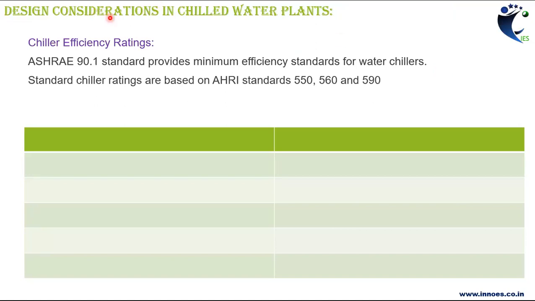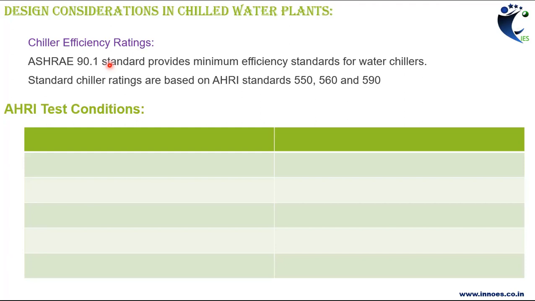Here, the design considerations in a chilled water plant. The chiller efficiency rating as per ASHRAE 90.1 standard provides minimum efficiency standards for water chillers. The standard chiller ratings are based on AHRI, the Air Conditioning, Heating and Refrigeration Institute, standards 550, 560, and 590. What are the parameters we need to consider for the chilled water plant design?